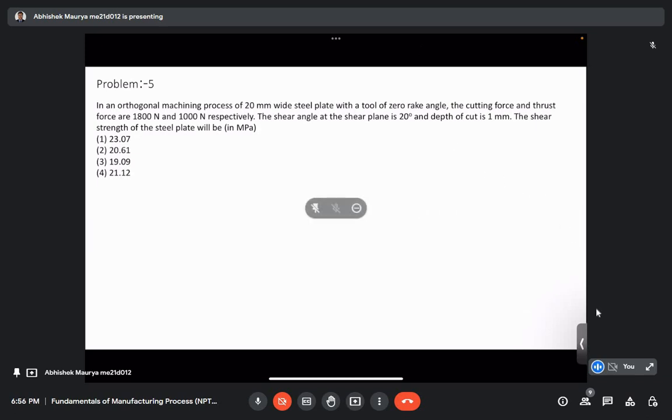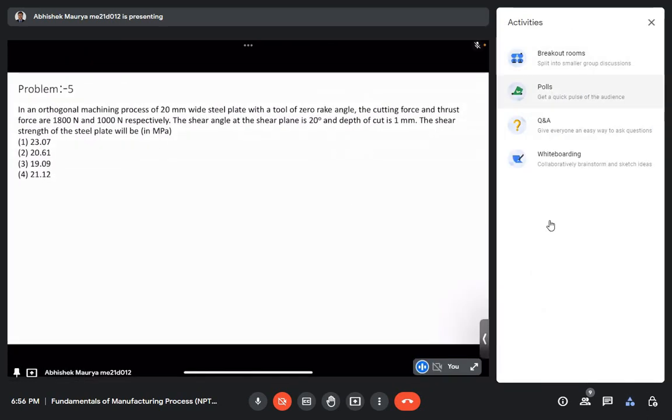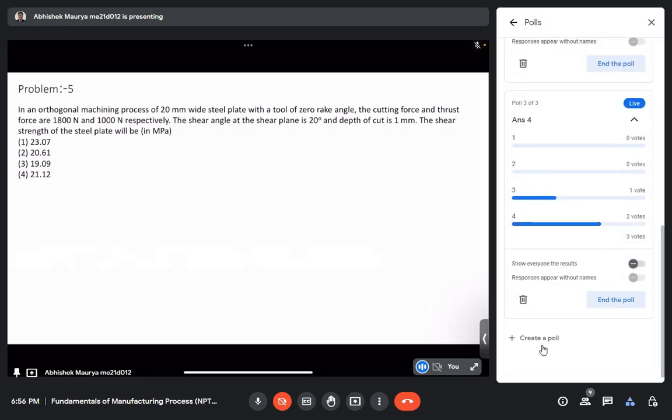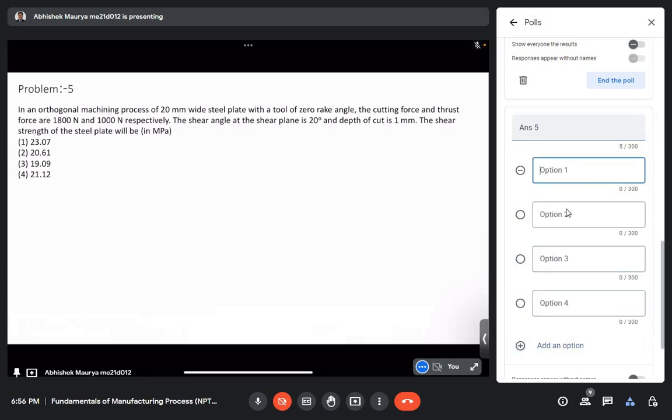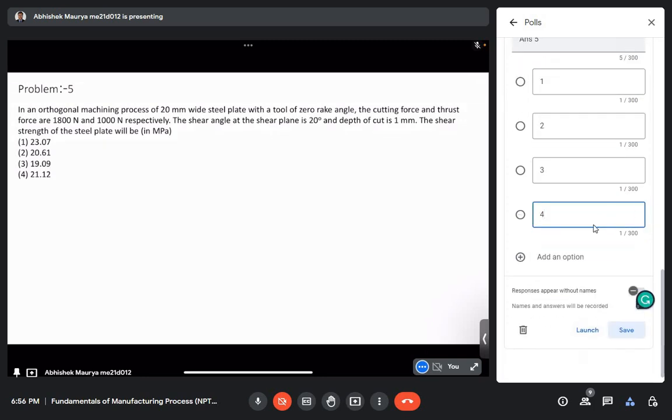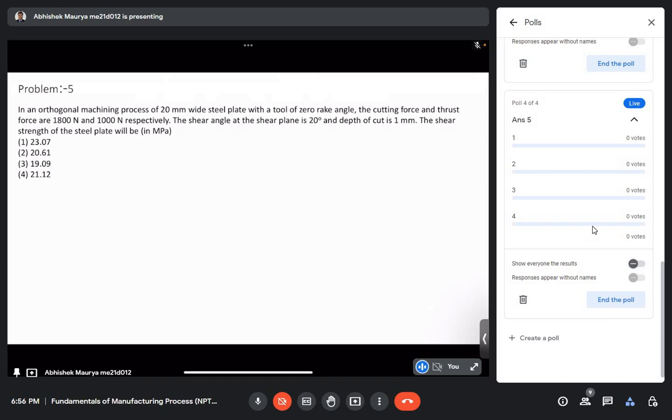Please read the question. First, try to solve it by yourself. You can give your response in the polling section. And after that, I will explain the solution to everyone. Okay, I am creating the polls. Yes, polls are live. Please try to solve it and you can give the response in the polling section.